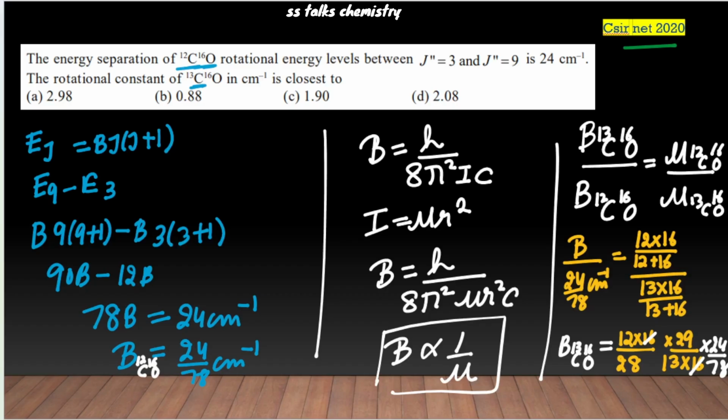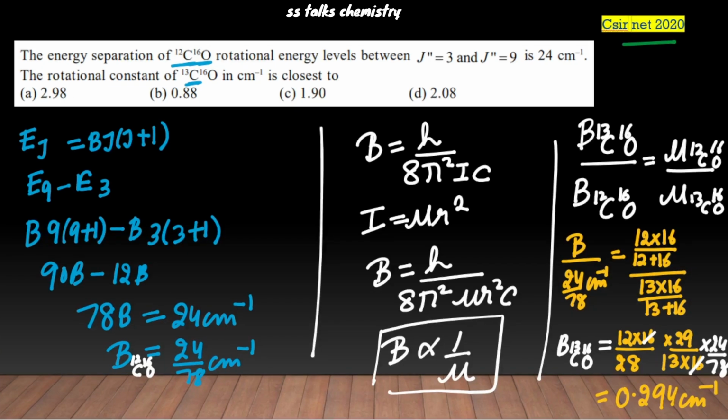We will be getting the answer, that is 0.294 centimeter inverse of it. This is going to be the value. So this is the only answer that we will be getting, but from the options, if I see, none of the options is matching. So there might be some correction in the options, some error might be there. So the value is 0.294.